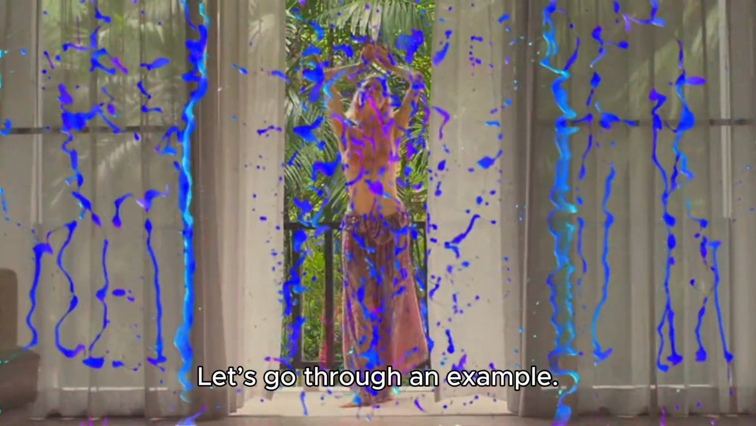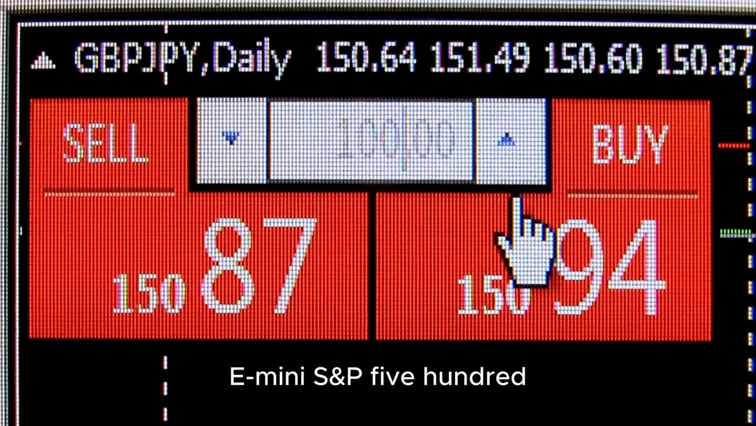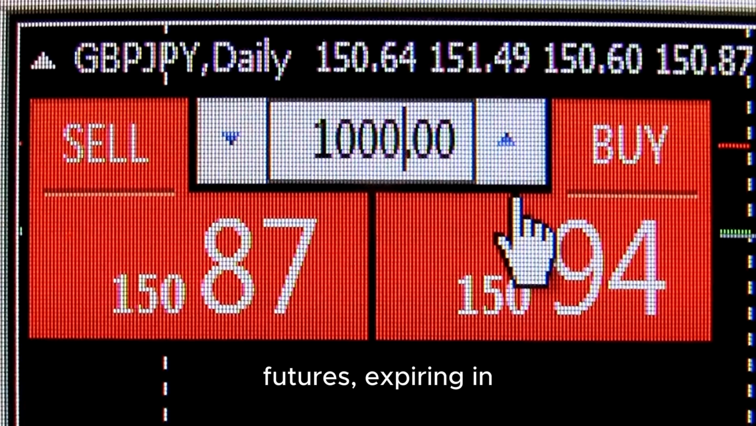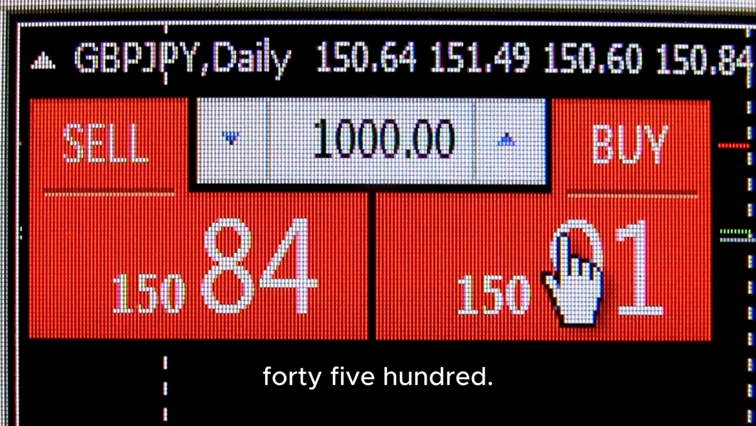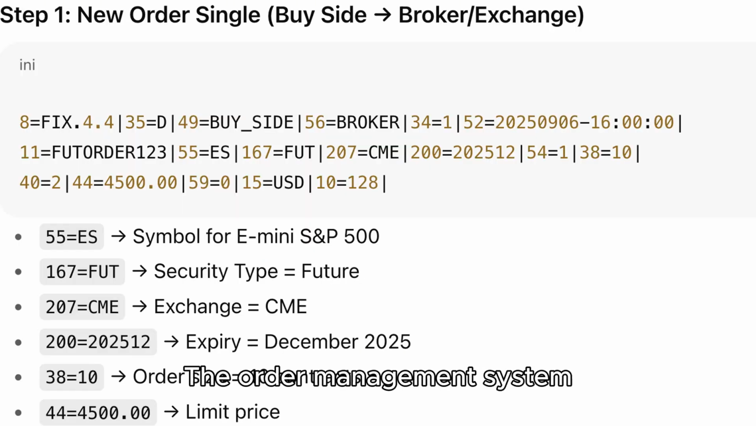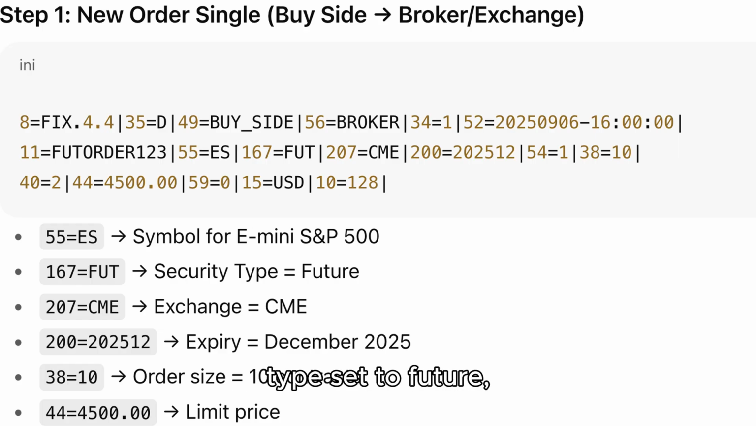Let's go through an example. A trader wants to buy 10 E-mini S&P 500 futures expiring in December 2025 at a limit price of $4,500. Step 1. The order management system sends a FIX message called a new order signal. This message includes the symbol ES, the security type set to future, the exchange set to CME, the expiration date December 2025, the order to buy 10 contracts, and the limit price of $4,500.